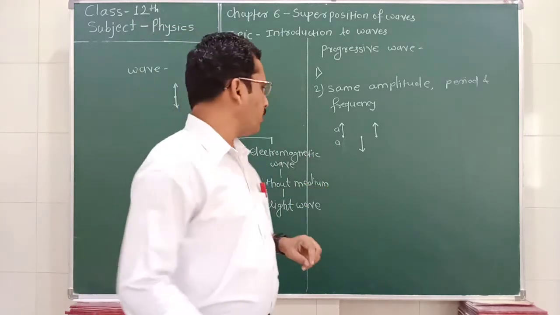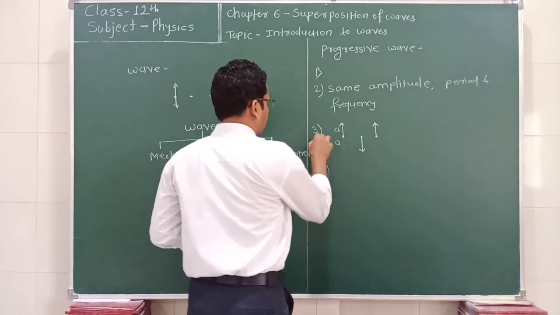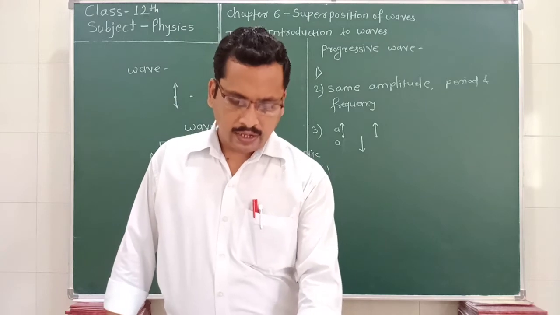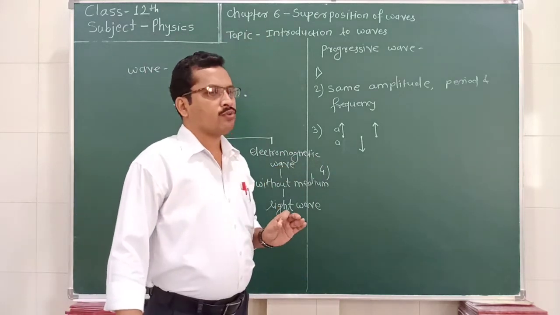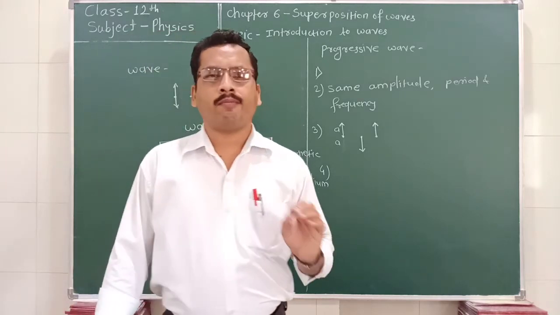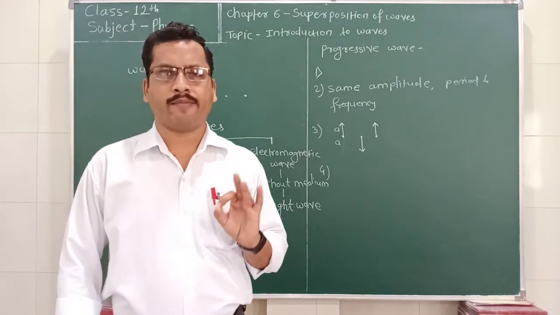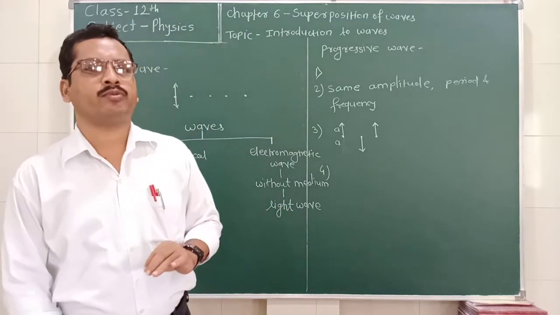We are moving towards the next property, the fourth property. What is the fourth property? No particle remains permanently at rest. When a progressive wave is traveling through the medium, the particles of the medium are not permanently at rest. They are at rest for a very small time when they are at the extreme positions.